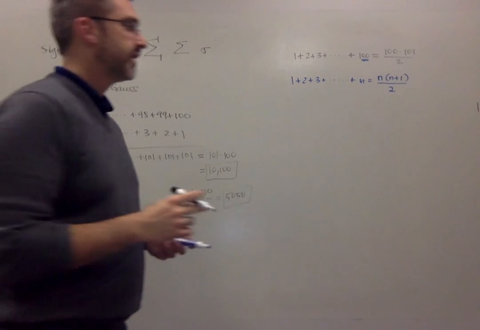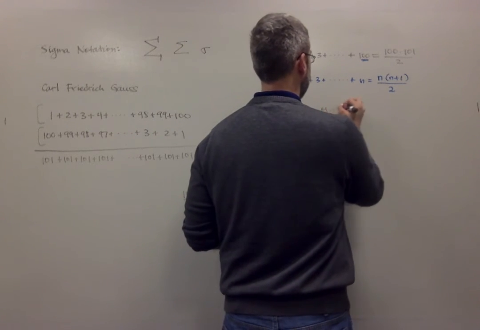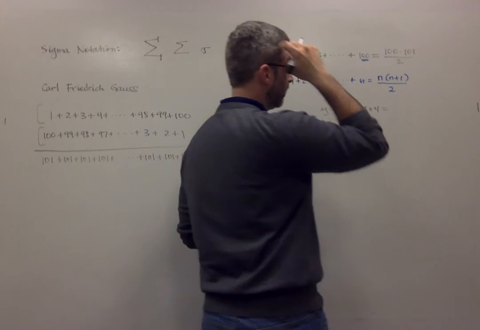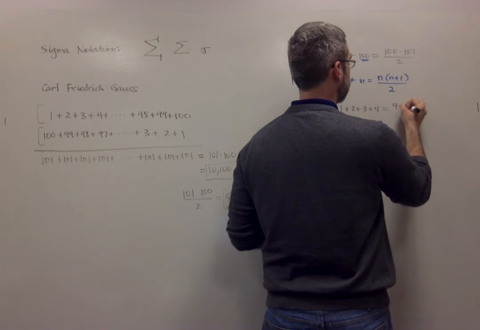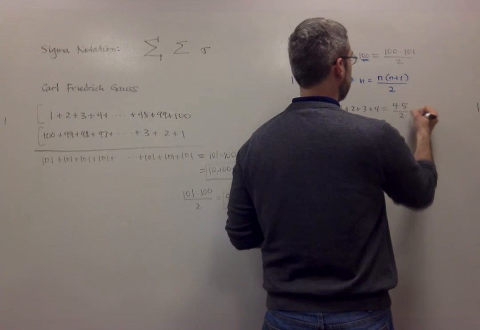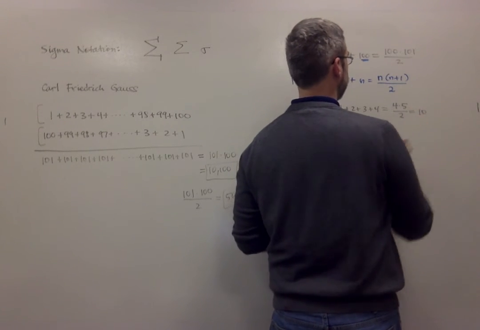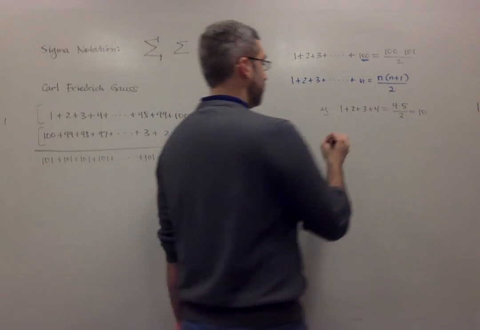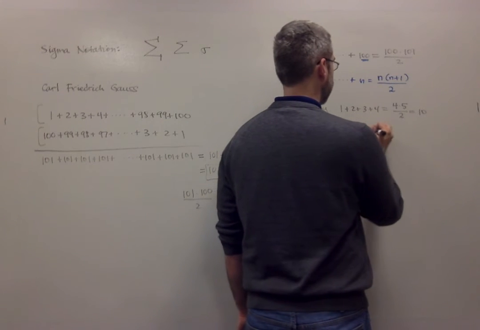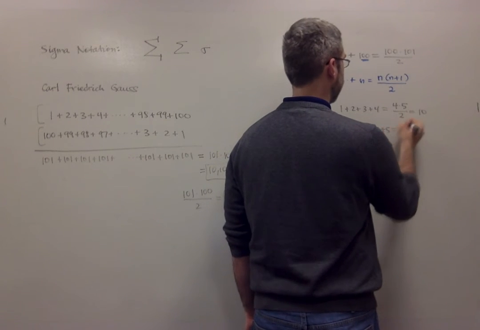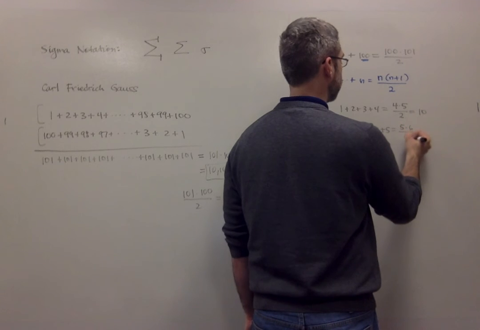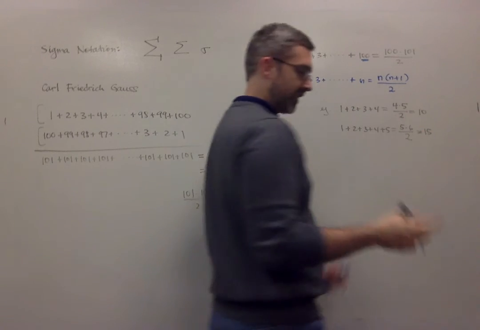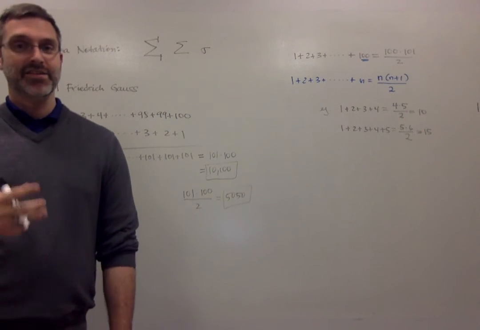As an example, if I took the numbers 1, 2, 3, and 4 and added them up, that's supposed to be, according to this formula, 4 times 5 over 2. In other words, 20 over 2 is 10. And if you check that, it actually will work. If I take the numbers 1, 2, 3, 4, and 5 and add those up, I'm supposed to get 5 times 6 over 2. In other words, 30 over 2, which is 15. And if you check that, it works. So this formula actually works all the time.